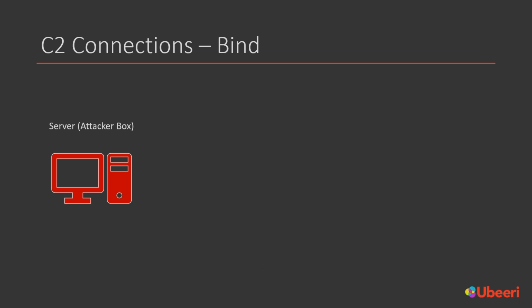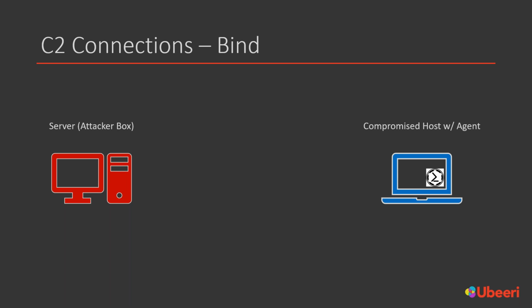So a bind connection. We've got our server side, and we've got our compromised host with our agent on it. We're not going to talk about how that agent got there today. That's either through exploitation or phishing or walking up to a computer and typing it in, whatever it may be. There's a lot of routes there, and that's certainly an important part of the kill chain, but we're going to presume that one way or another, this host has been compromised and focus on the next steps here.